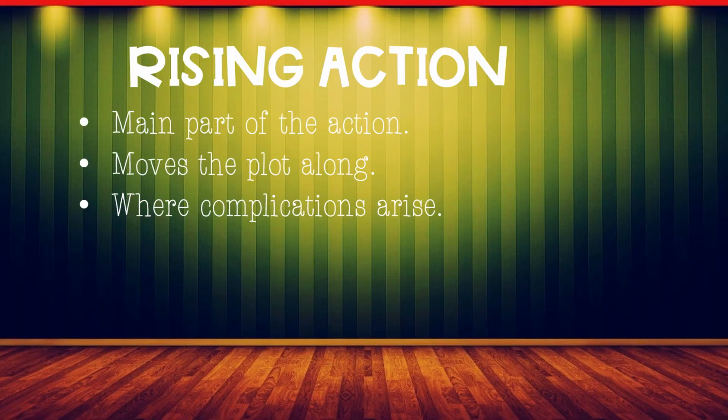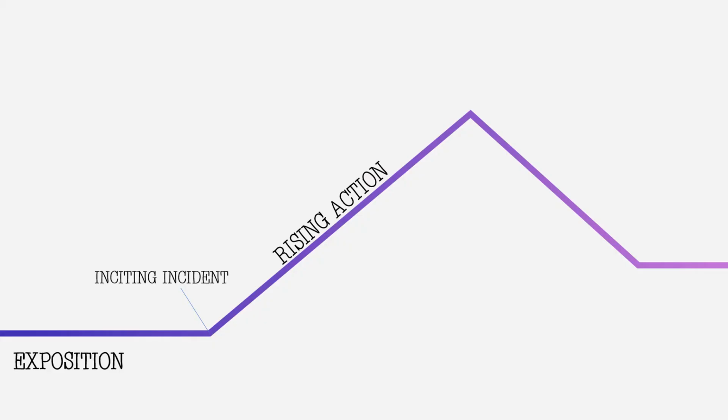Many of you are probably familiar with this one. This is called the rising action. This is the main part of the action, and it's what moves the plot along. This is also where the complications arise. Why? Because the conflict has been established. So this is where you start to see the conflict really affect the individuals involved in the story. And then once we've hit that inciting incident, you can see that rising action working its way up, taking its sweet time to get to the buildup of the climax or the top of the pyramid.